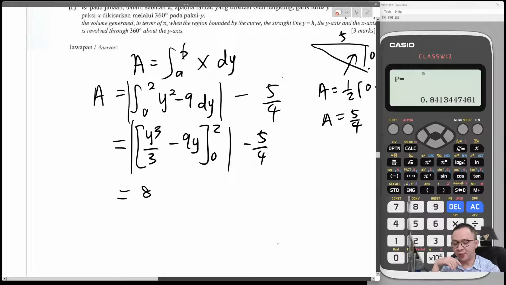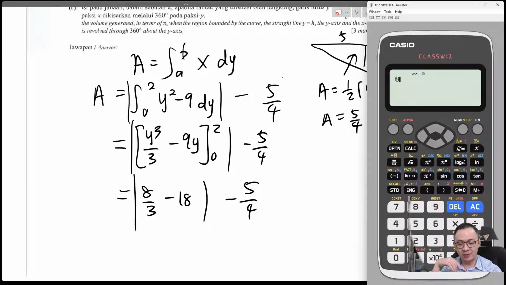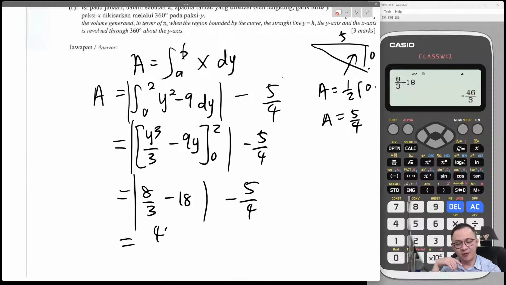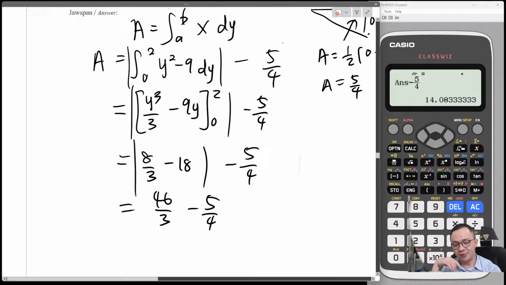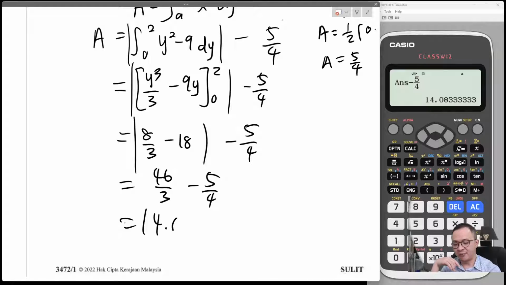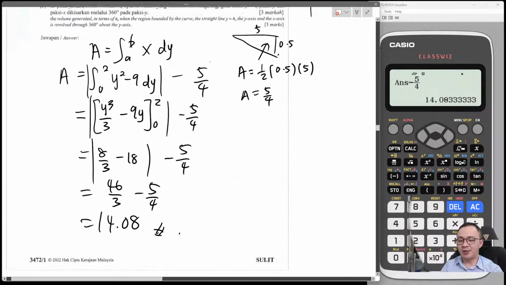So I will sub in the 2: 8/3 minus 18, modulus it, minus this thing. So go back to the 8/3 minus 18. So yep, we got 46/3 after modulus. So multiply -1, we modulus it already, minus 5/4. Yep, so my final answer is 14.08. Done. Okay, so this is I do dy lah.